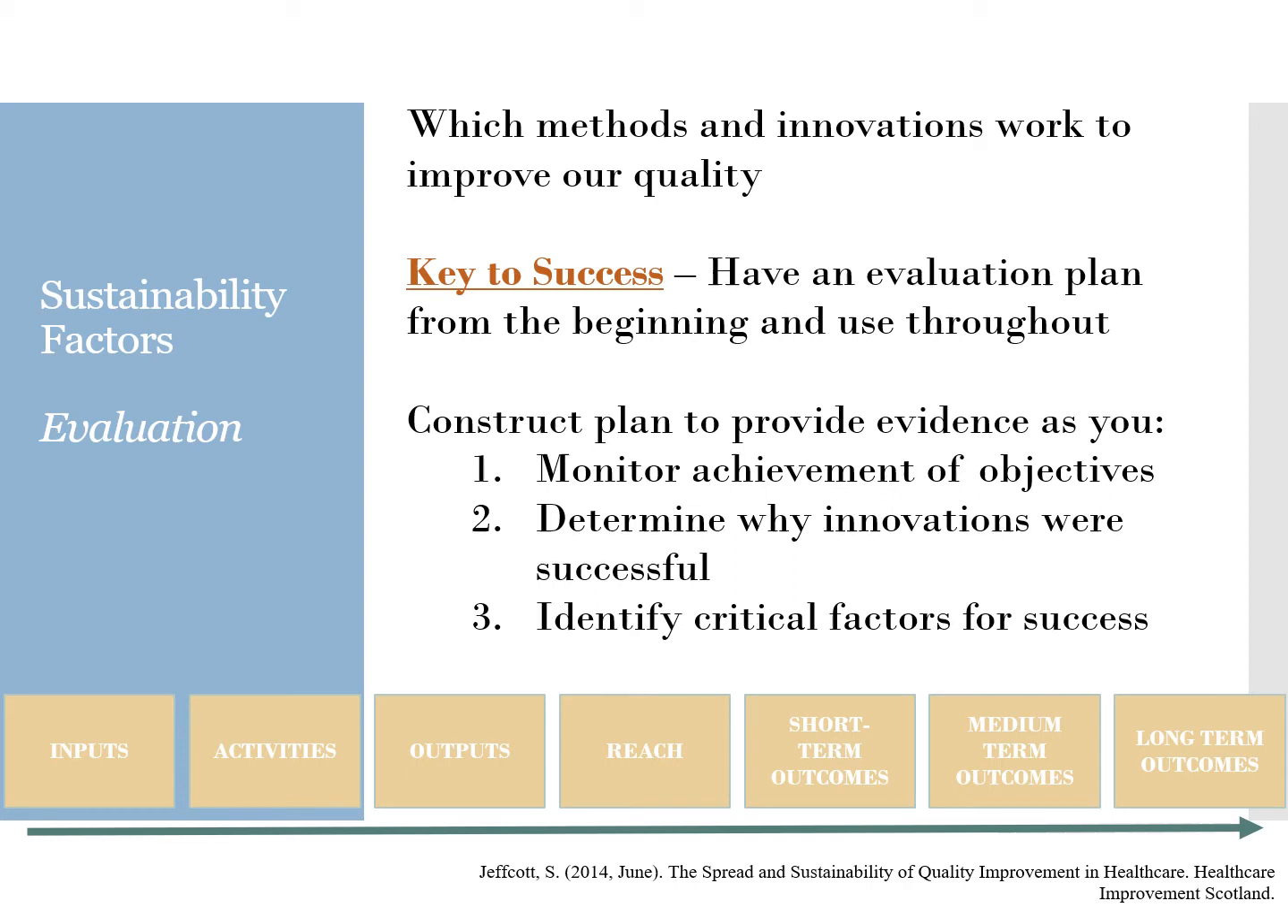The plan should help you monitor if particular objectives were met, how you were able to do so, and figure out why certain innovations and tests of change may have been more successful than others. And if you could only do a few items that would result in your level of improvement, what would these key factors and conditions need to be to help you be most successful? So we're going to start by having this evaluation plan and use it as your roadmap, just like the key driver diagram, throughout this project. This plan can provide evidence so you monitor your objectives, know why innovations were successful, and then help you identify those critical factors so that you can apply them to other scenarios.